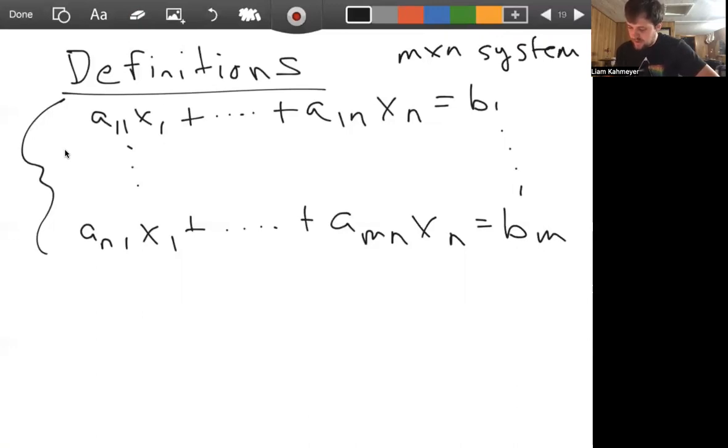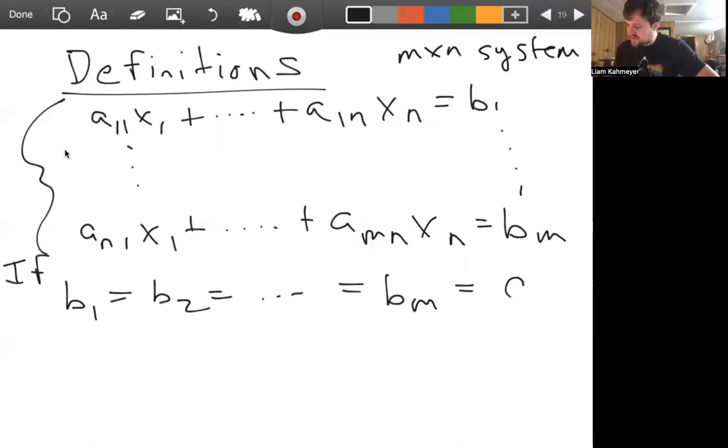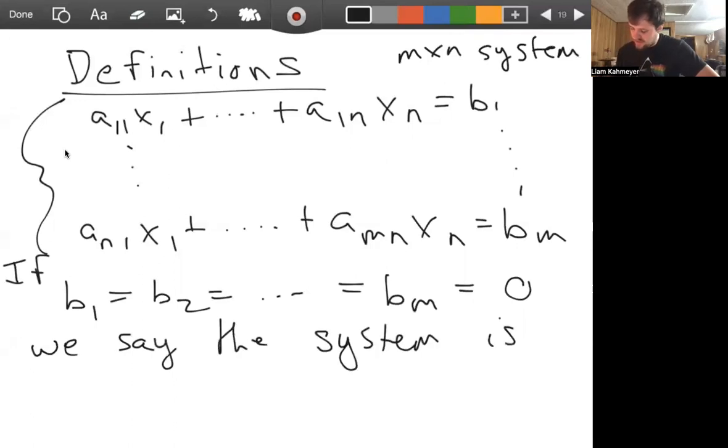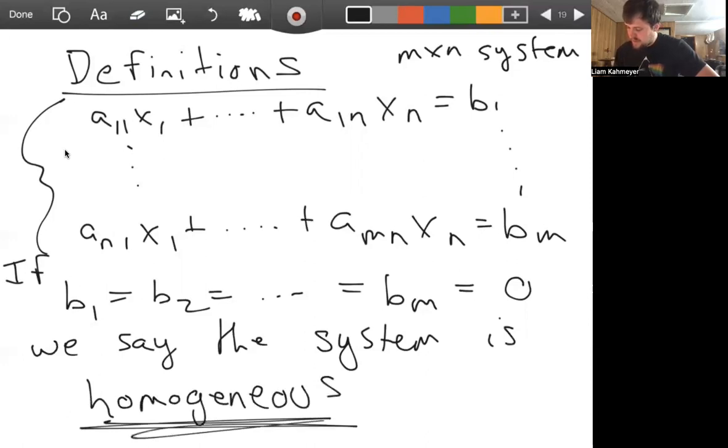We say if b1 equals b2 equals b sub m equals 0, so basically on the right-hand side, all these equations are equal to 0, we say the system is homogeneous. And we'll explore these in more detail later, but for now, it's important that we understand what a homogeneous system is. It's basically when every equation is equal to 0.